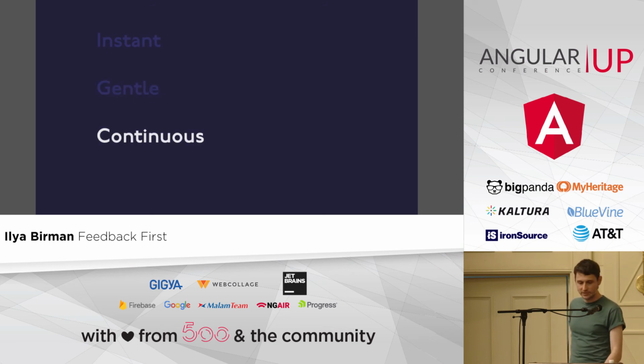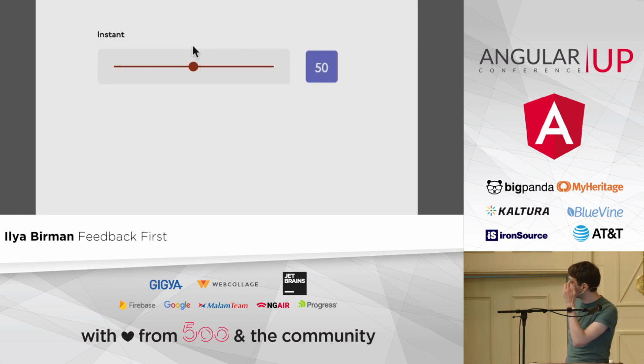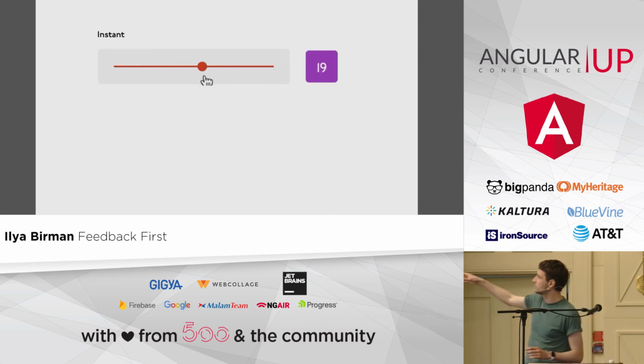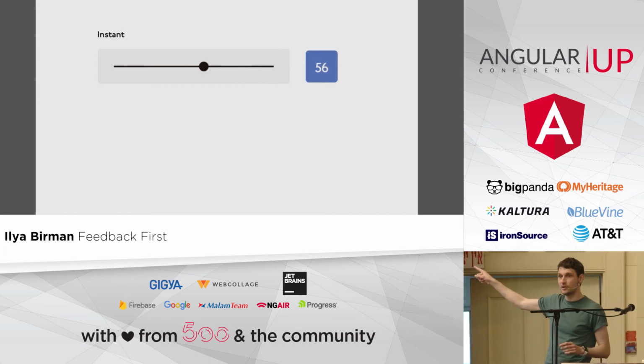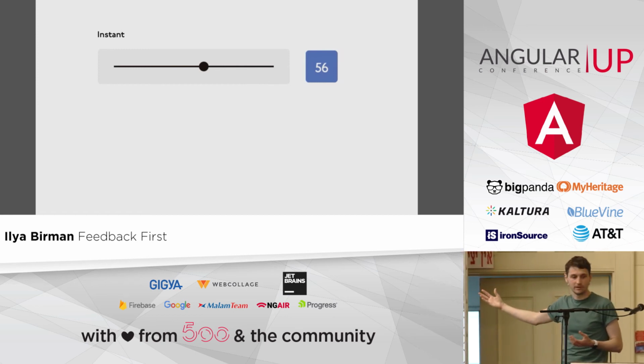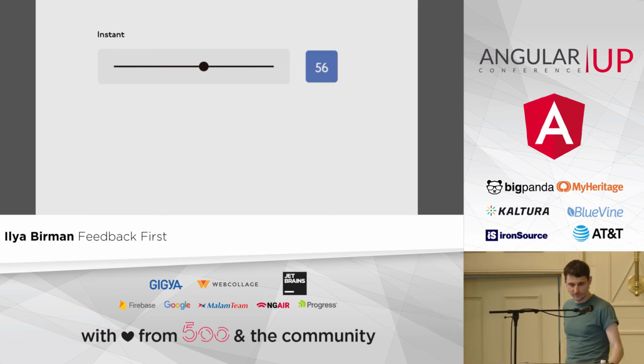And the third one is continuous. So you want your feedback to be continuous. And let's look at this slider. Here, the user changes some value with the slider, and when they release their mouse button, you will see that the value changes in the box to the right. And it happens instantly, right? So the moment the user releases their mouse button, the value changes. But instant is not enough here, because it still feels slow.